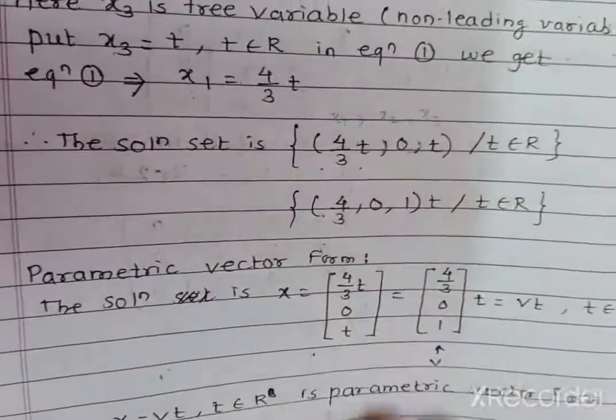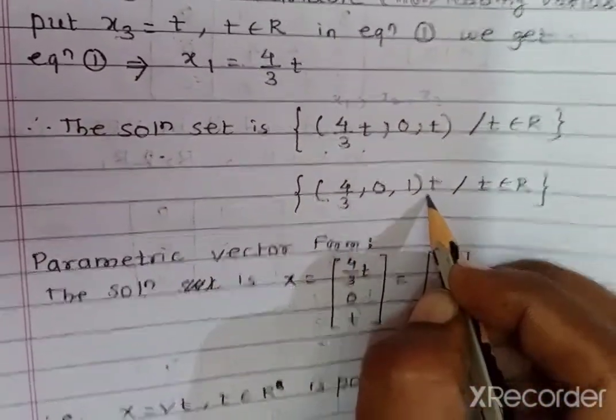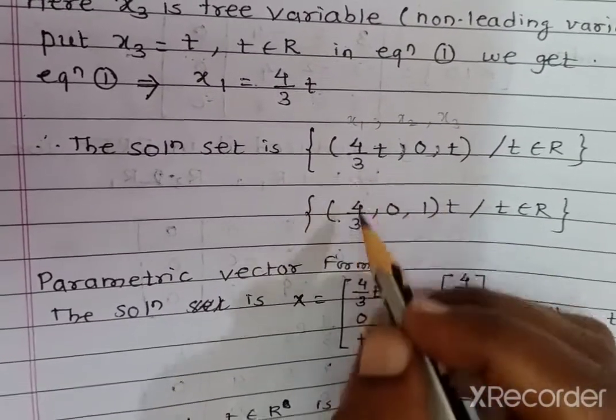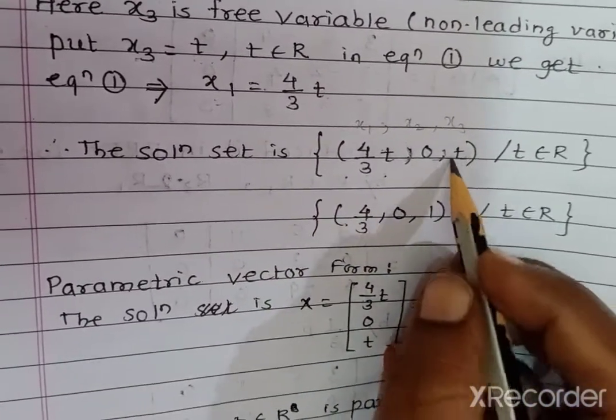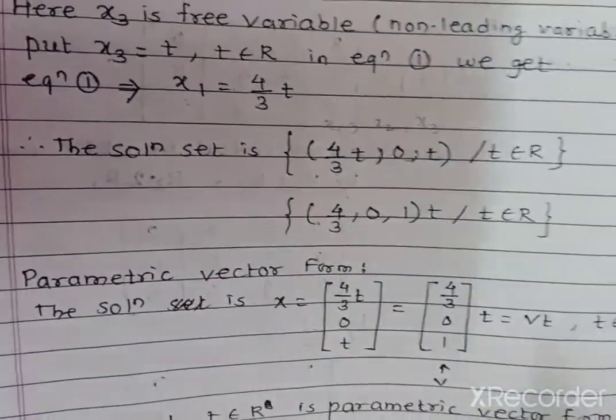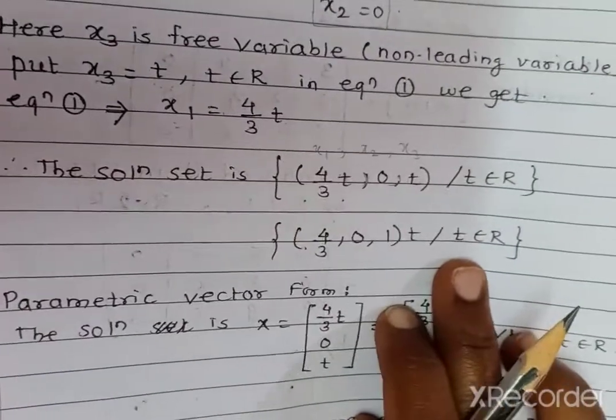Now in our next step, we take t as common. Here remains only 4 by 3, coefficient of t. Here 0, and the coefficient of t is 1, such that t belongs to R. So this is the solution of our given homogeneous system.